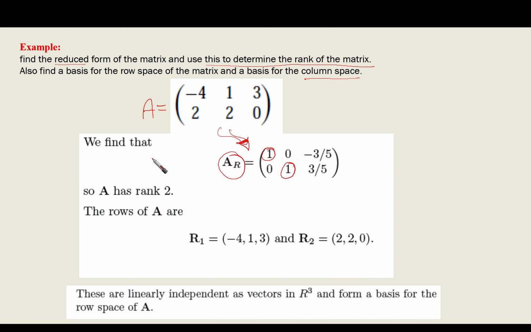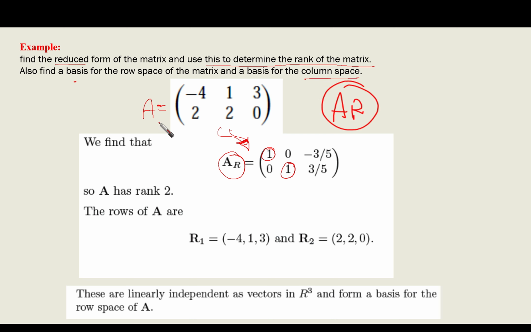Now let's have an example and see how we can apply what we have learned. Find the reduced form of the matrix and use this to determine the rank of the matrix. Also, find a basis for the row space of the matrix and a basis for the column space. So we have A, which is -4 and 2, 1 and 2, 3 and 0. This is the matrix. So we need to get AR of this matrix.